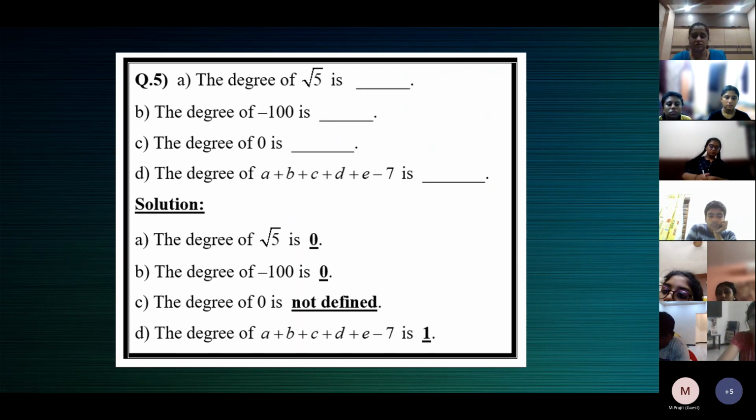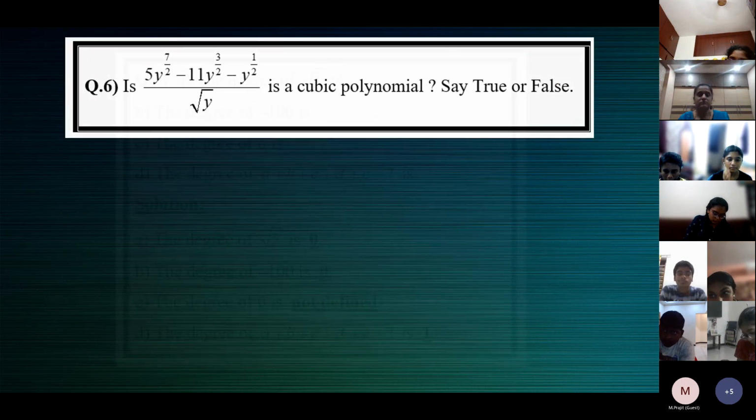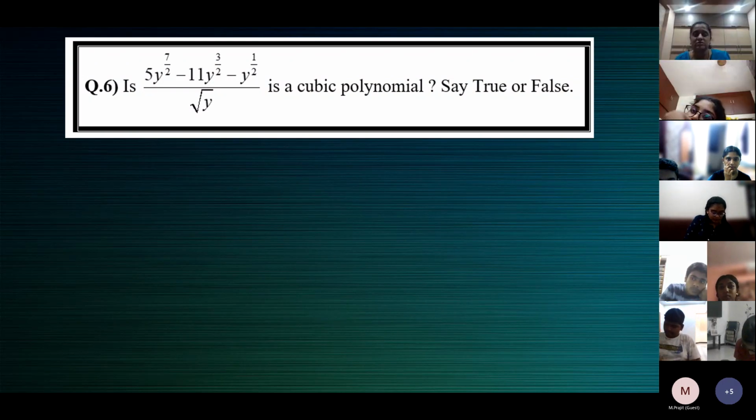You must have written the statements. Fill the answers quickly. Completed, ma'am. Is this expression a cubic polynomial? Quickly simplify, if possible.